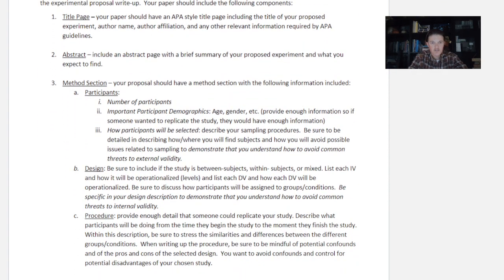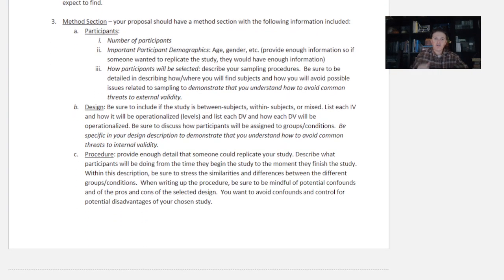So all in all, this should be about 5 to 7 pages, including the title page and abstract. It should have standard margins, APA style, type, double space, and all of that kind of stuff. What you're going to be doing for your experiment proposal project is the paper itself is worth 45 points. You'll be writing an APA style paper, and it should include the following components.